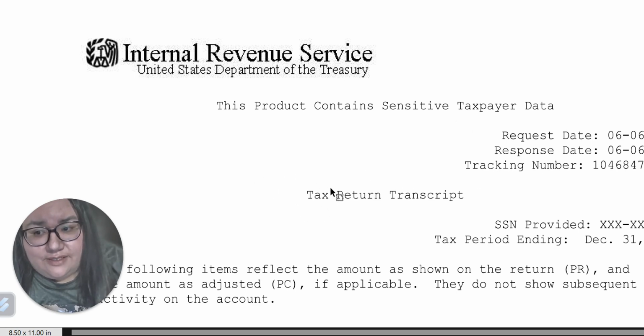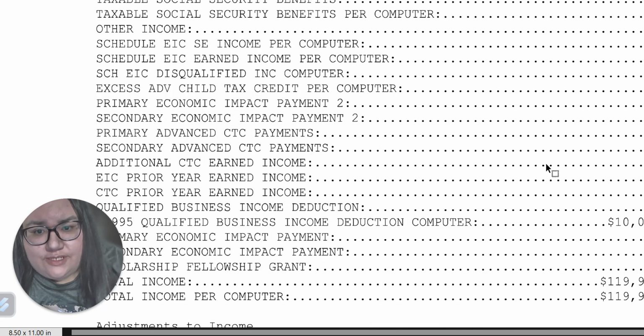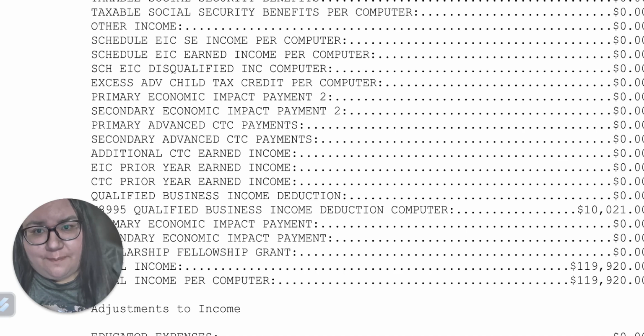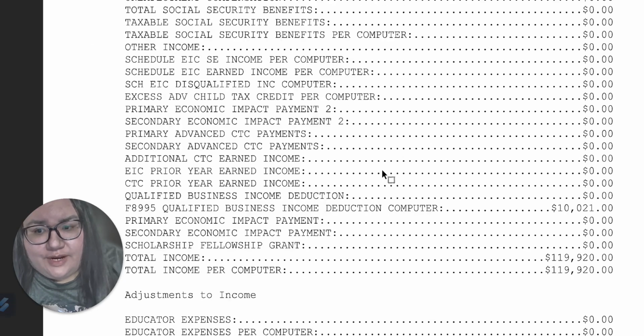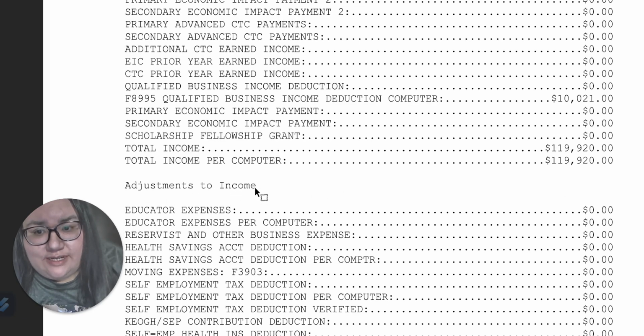Right, so it's normally on this second page of your tax return. If you look for where it says adjustments to income, just because it stands out because of the white space, look right above that. Total income per computer, and then right above there we have our magic line, total income. So if you follow the line all the way over, there you have your total income, and that's where you're going to go ahead and input in the form I-864.